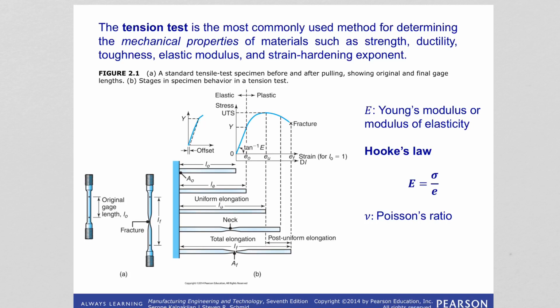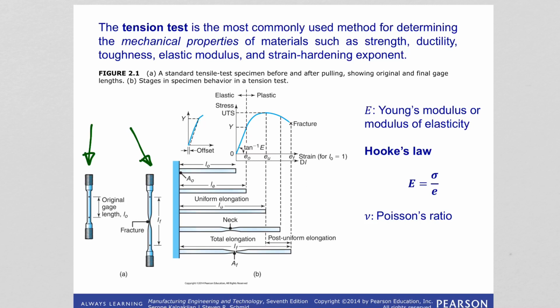The tension test is the most common technique we use to determine mechanical properties of materials, such as strength, ductility, toughness, elastic modulus, and strain hardening exponent. So, how do we do this test? The first thing is we prepare a test specimen, seen here before we put it in the machine and start pulling. After pulling, it is going to look like this.